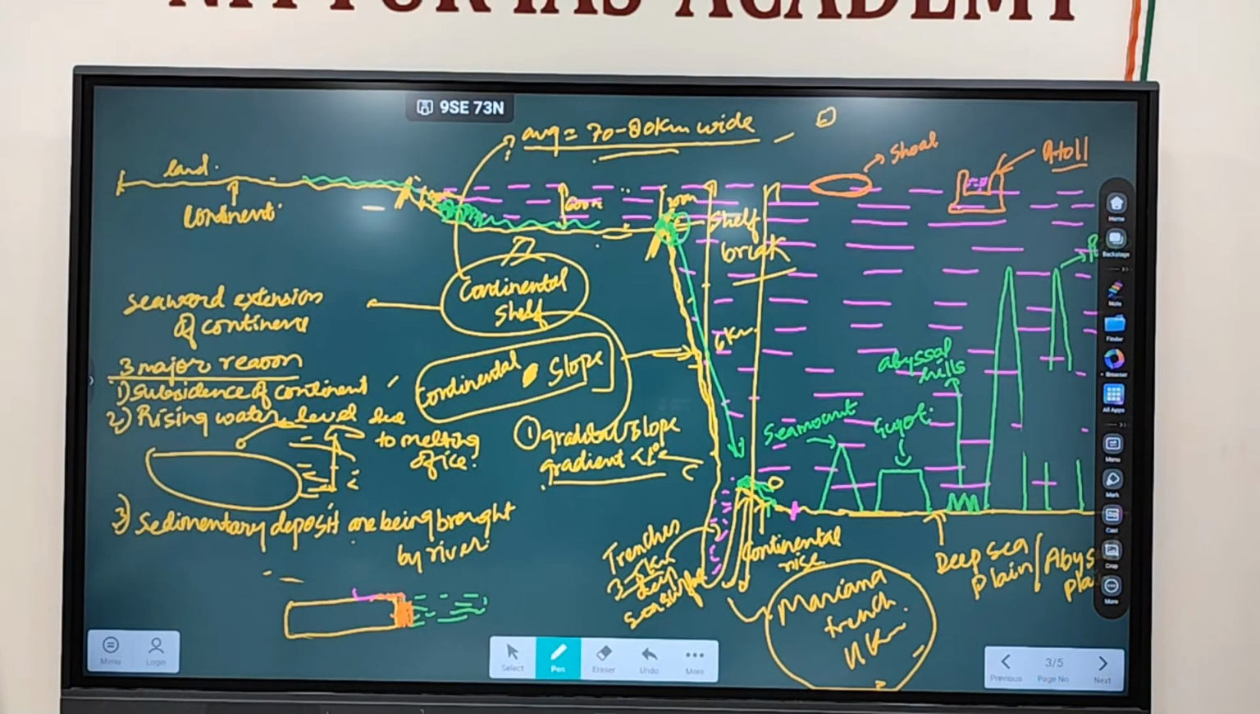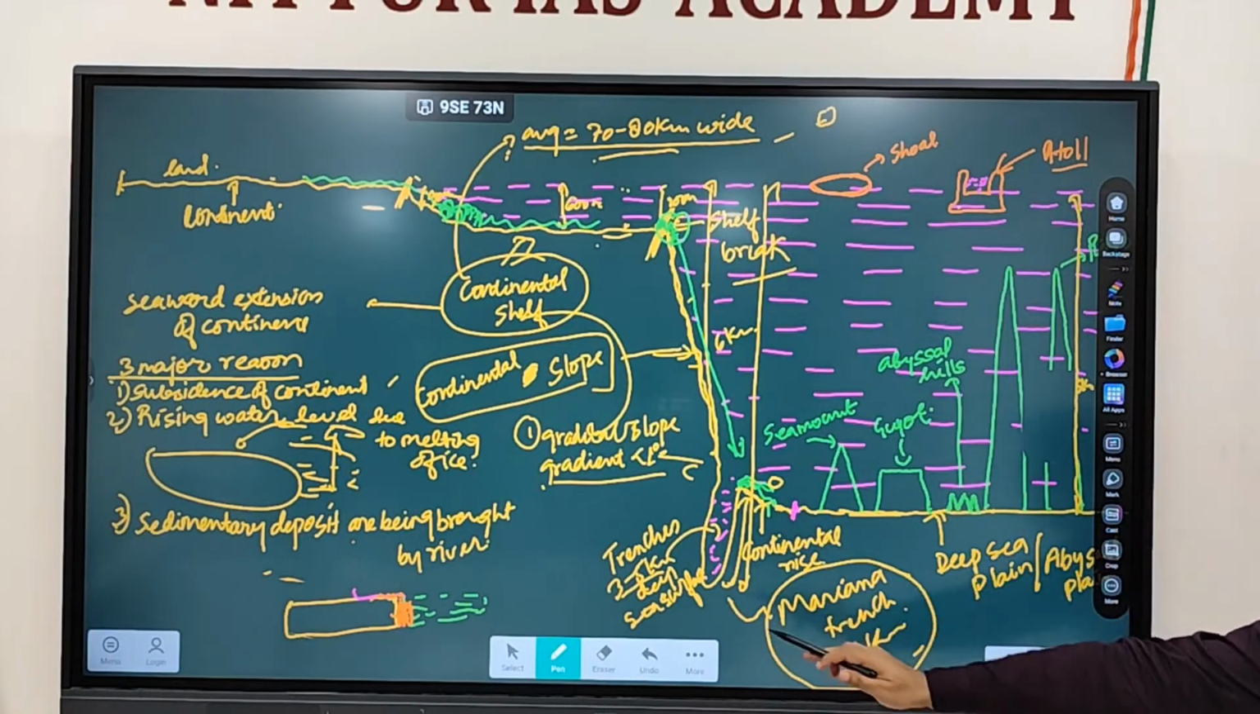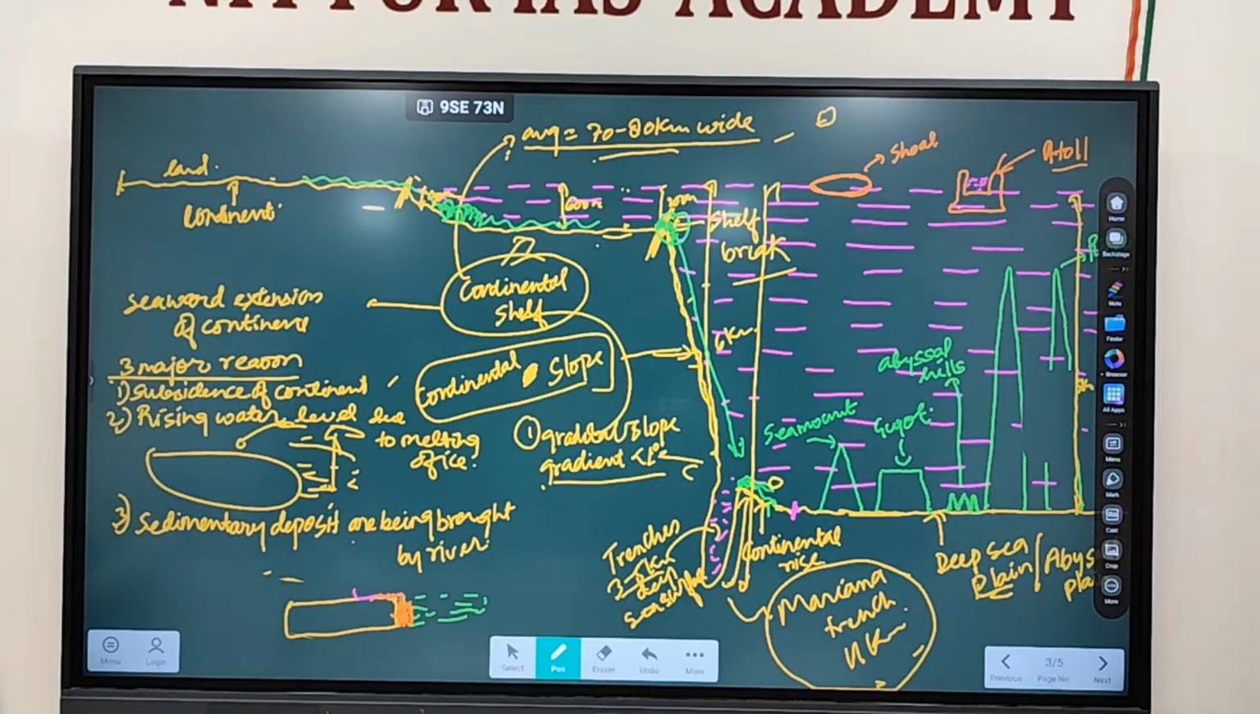Clear? So let's say this is the Pacific Ocean. Pacific Ocean is how deep? Pacific Ocean is around 5 kilometer deep. Then a further 6 kilometer, you see the extension of Mariana Trench. So from sea level, their height can be how much? Around 11 kilometers. Fine. So this is something that you have to keep in mind.